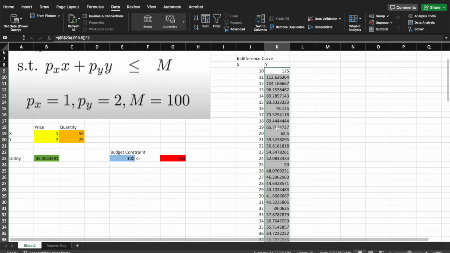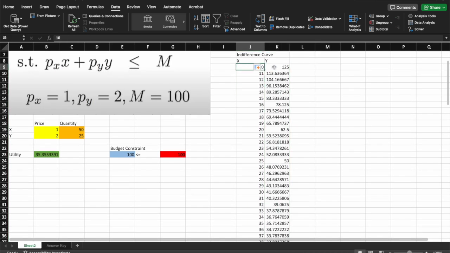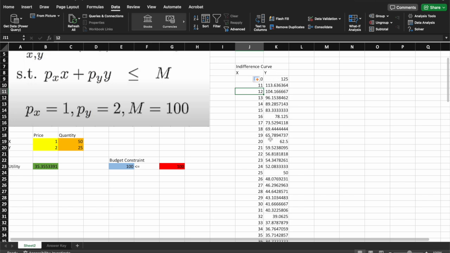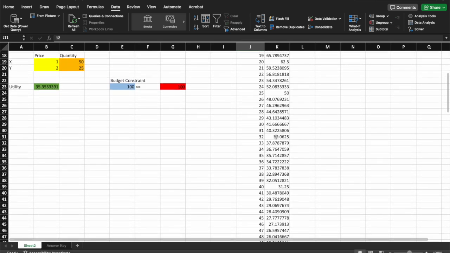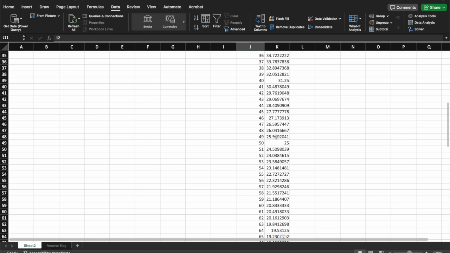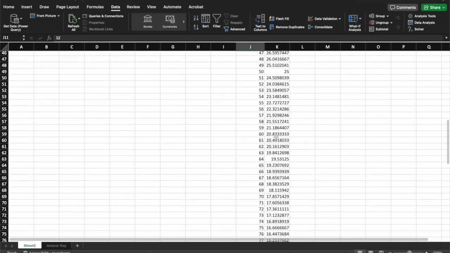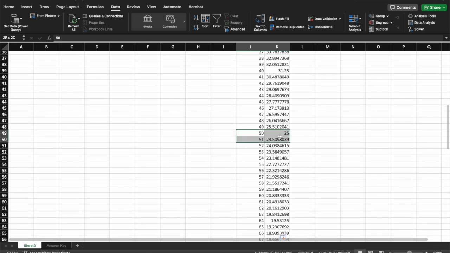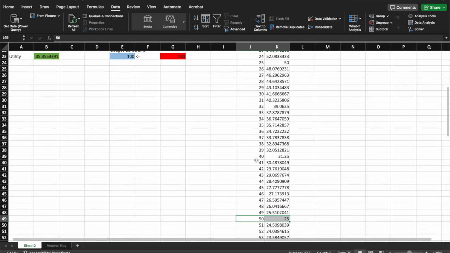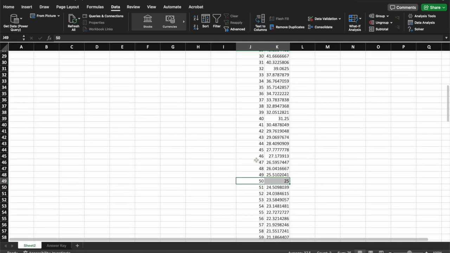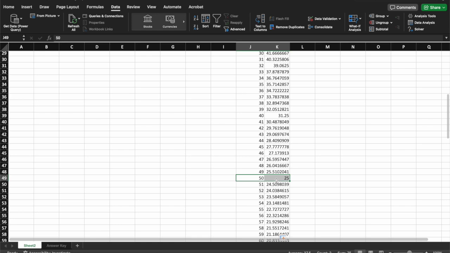This tells us all of the combinations of x and y that if we plugged all of these x's and y's into this formula up here, it would always come out to 35.35. So all of these combinations equal the same amount of utility. That's why we're indifferent to all of these combinations. But at the point of 50 and 25, which is our utility maximizing point here, we can actually afford that. All of the rest of these fall outside of our budget constraint, but this one actually meets it.